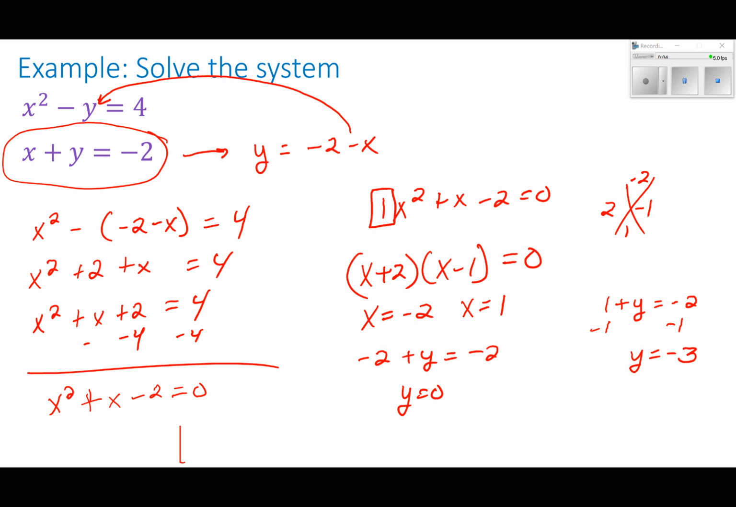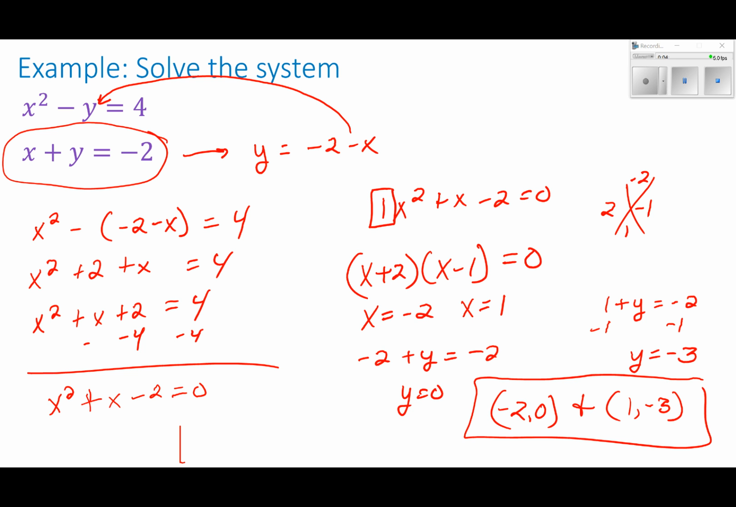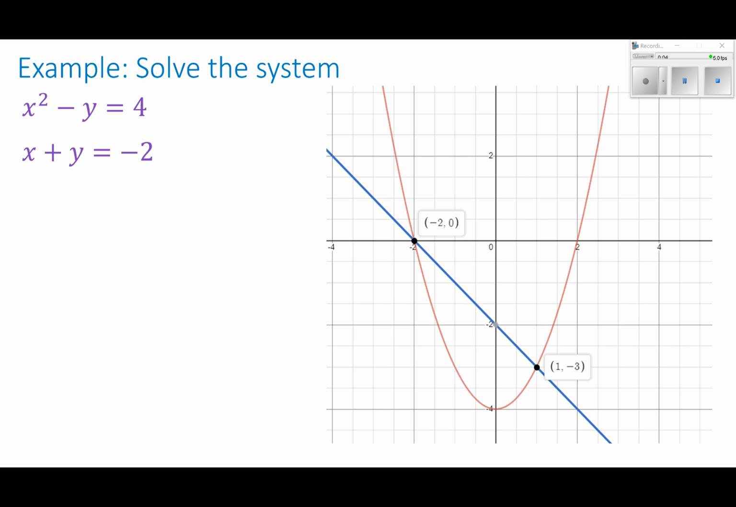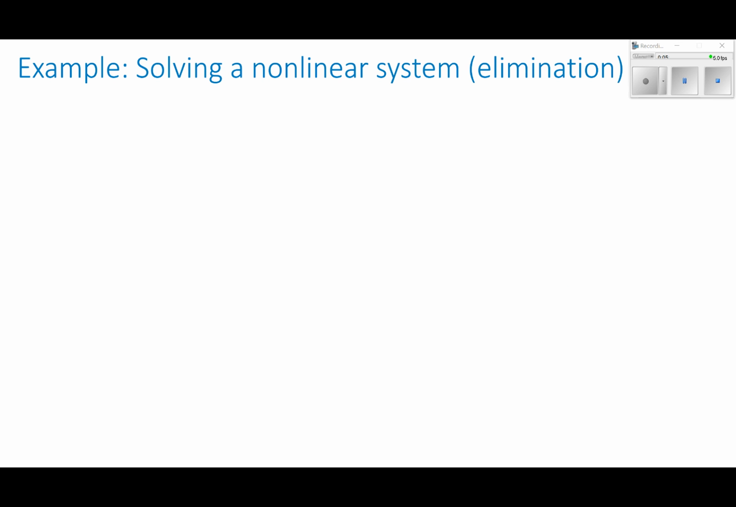So my two solutions where these are going to cross are at negative 2, 0, and at 1 comma negative 3. Those would be my two solutions to this nonlinear system using substitution. And if we were to graph both of these, we could see they're crossing right there at negative 2, 0 and also at 1, negative 3. That's what those two would look like if we did it graphically.